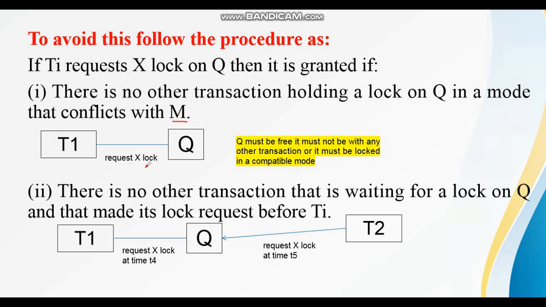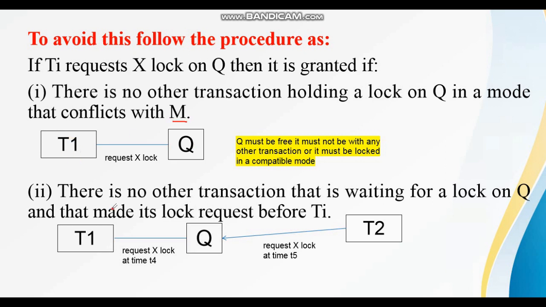If T1 is requesting an exclusive lock on Q, then the condition is that Q must be free, not held by any other transaction, or the lock must be in a compatible mode. But exclusive mode is not compatible with any of the other locks. So if no other transaction is holding a lock on Q, then only T1 will be granted the lock.